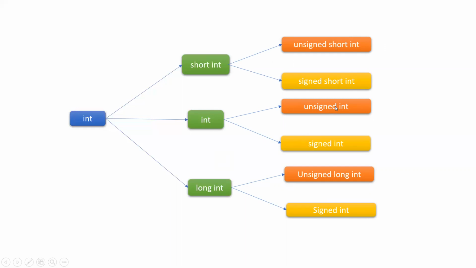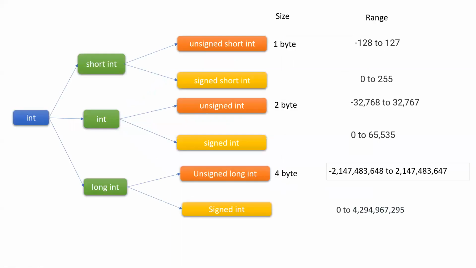Similarly, int can be divided into unsigned int and signed int. Long int can be divided into unsigned long int and signed long int. So the size allocated will be the same for unsigned and signed, but the range will be different.